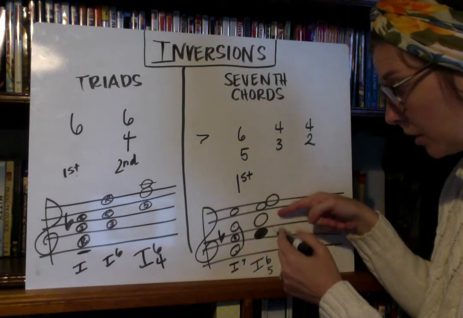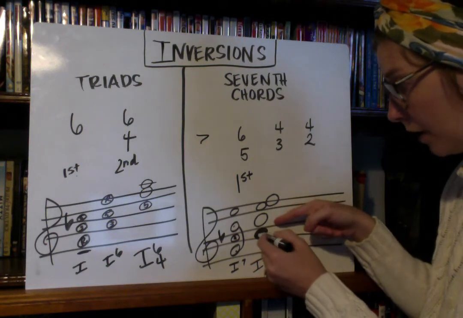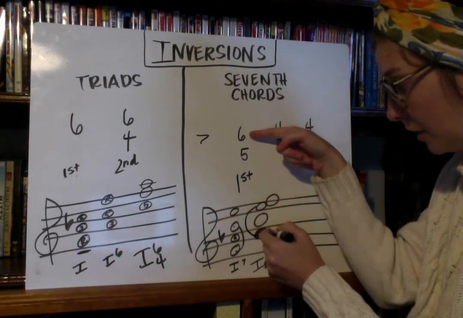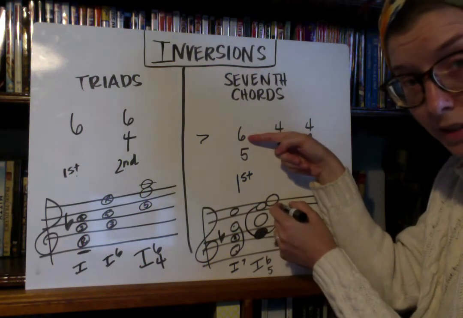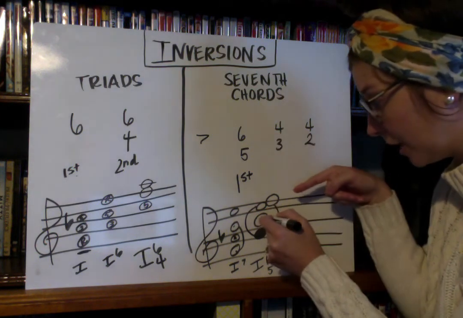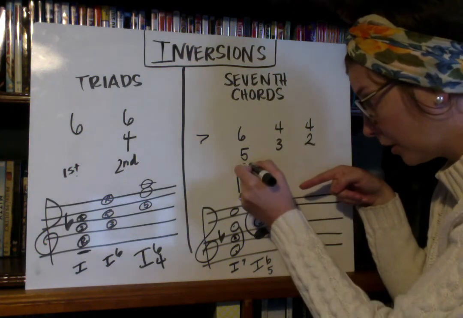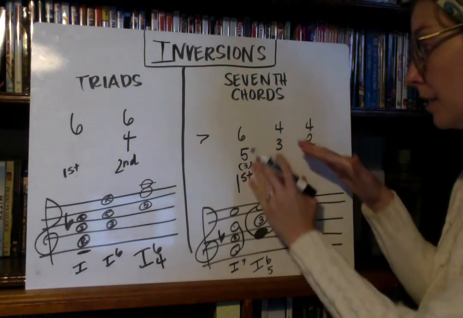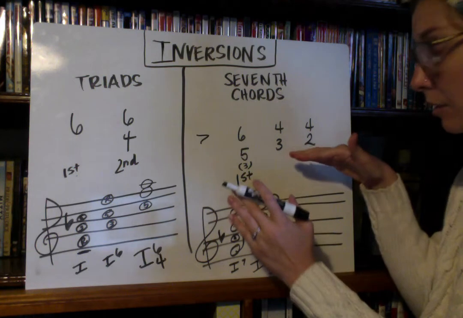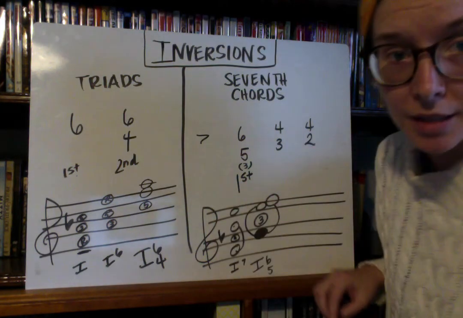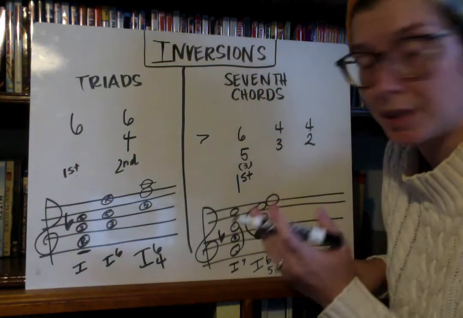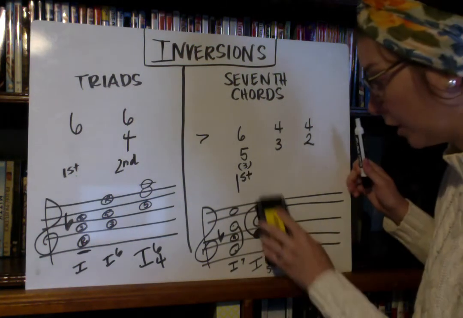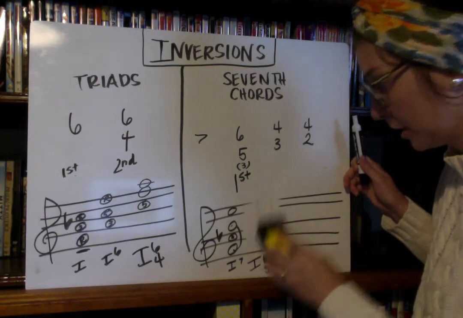Now look, see these numbers? Do they correspond to this? I have a fifth, and then I have a 6th. You see that? And then I also have a third. It's implied. Okay? So if you ever forget these symbols, like if you get to the test or you get to college and you're like, oh my gosh, what does this mean? Just draw that interval above whatever your bass note is, okay?